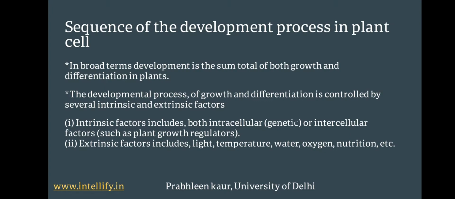The developmental process of growth and differentiation is controlled by several intrinsic as well as extrinsic factors. Now, what all intrinsic factors are included? It can include both intracellular factors, within the cell, for example genetics, or intercellular factors between the cells, such as the plant growth regulators. Extrinsic factors include light, temperature, water, oxygen, nutrition. All the factors which are not working within the body but are affecting the body of the plant, like water, temperature, oxygen, nutrition, will be counted under the extrinsic factors.